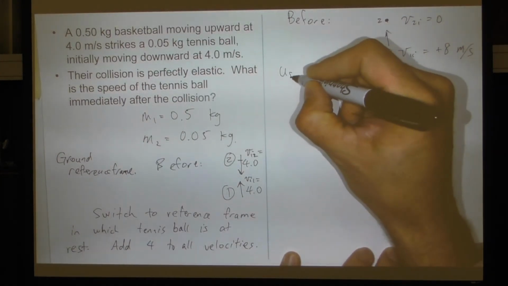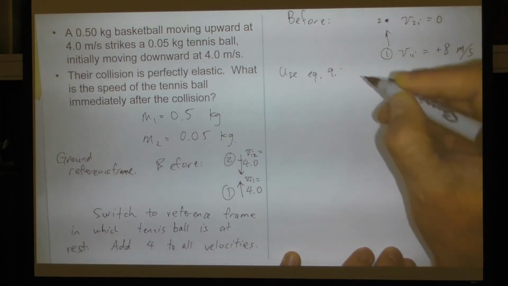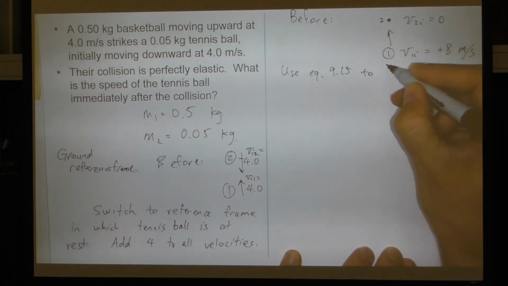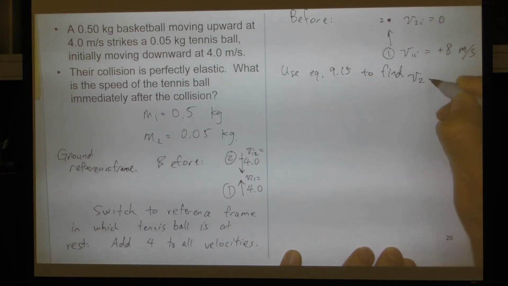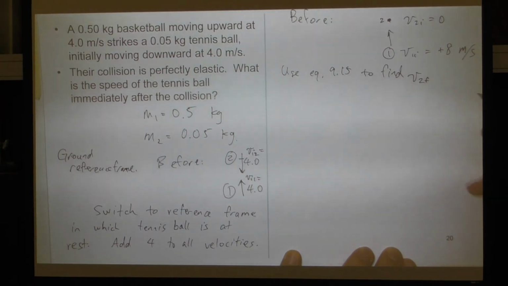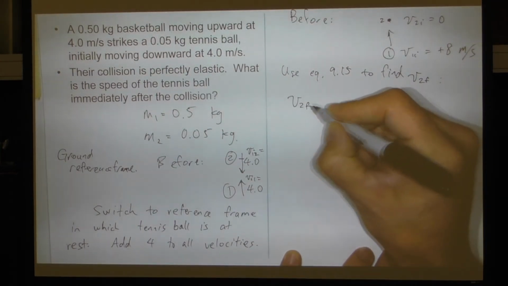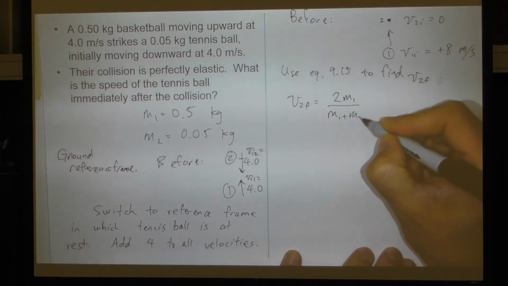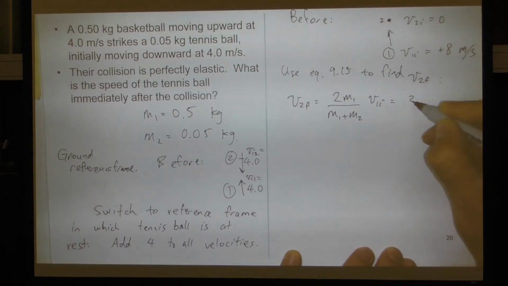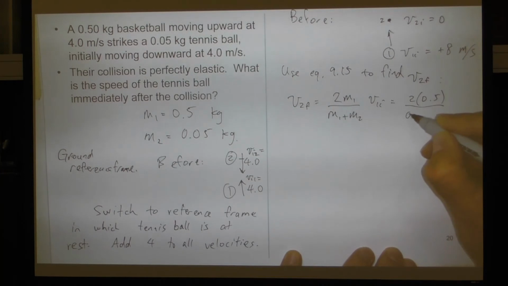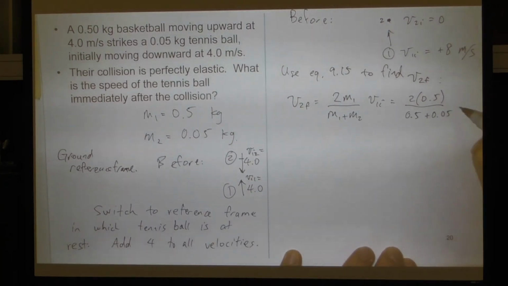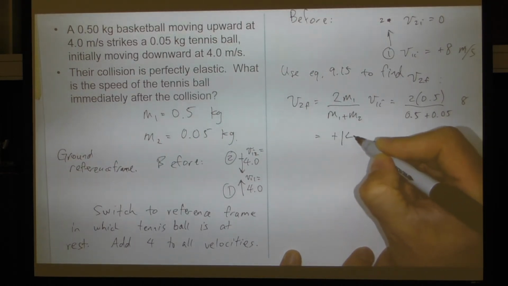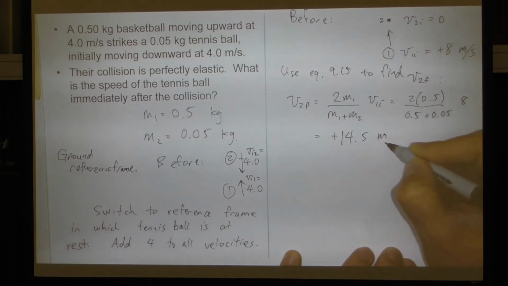And now we're going to use this equation, 15 I think, to find V2F, okay, in this frame. So V2F is equal to 2m1 over m1 plus m2 times V1 initial, is 2 times 0.5 divided by 0.5 plus 0.05 times 8. And I got on my calculator plus 14.5 meters per second.